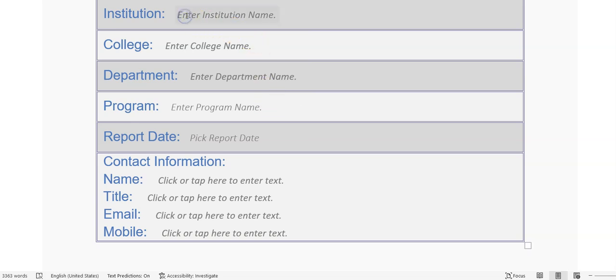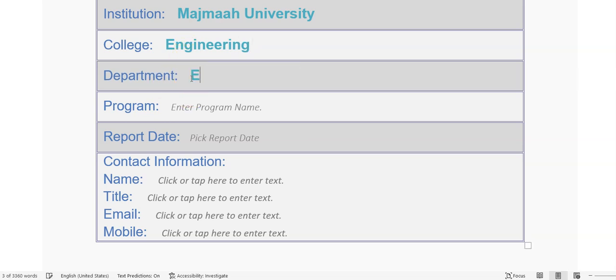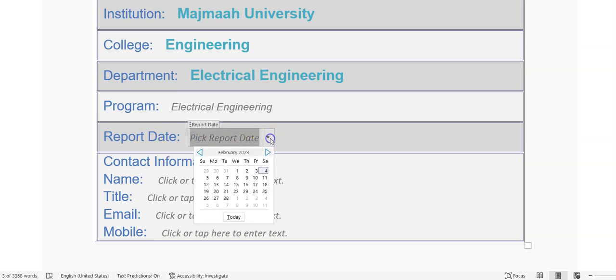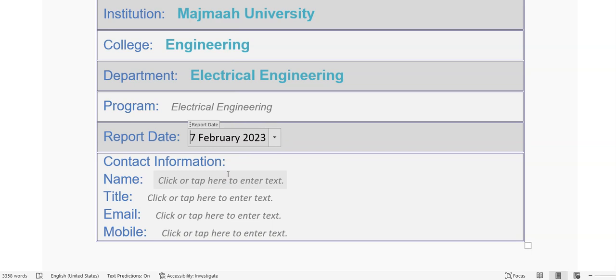The institution, the name of your university, the college name, engineering, department name, electrical engineering, program, electrical engineering, report date, you can pick any date.